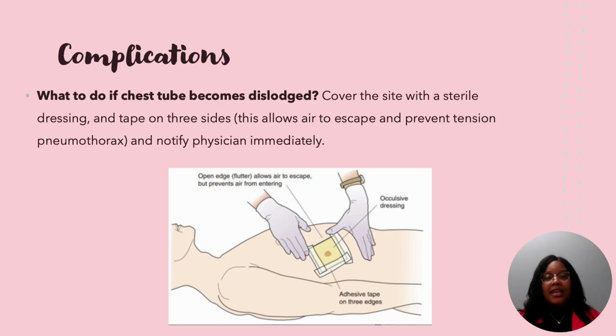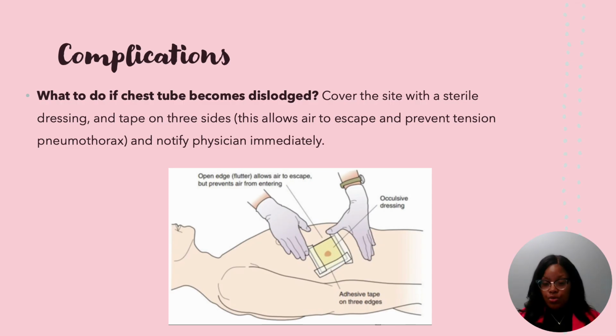And let's say they yanked at the tube and the whole tube came out, and now the tube is laying on the floor. So what you want to do is you want to cover that site with a sterile dressing, and you want to tape 3 sides. Why do you want to tape 3 sides? Because this allows air to escape and prevents a tension pneumothorax. And you want to notify the doctor immediately.